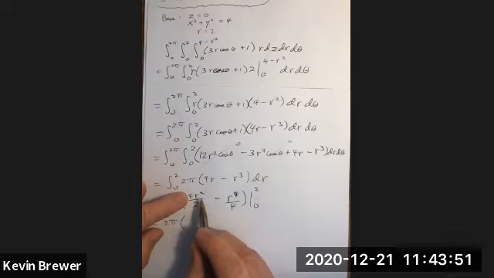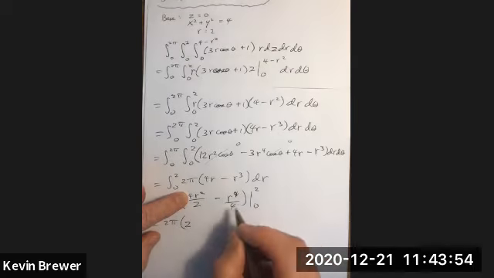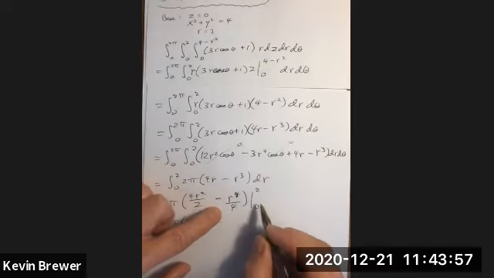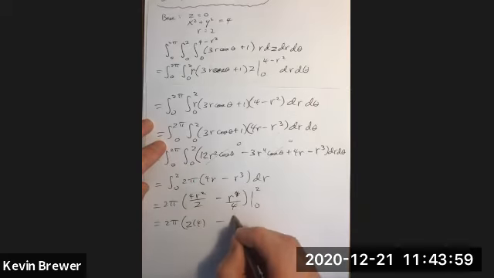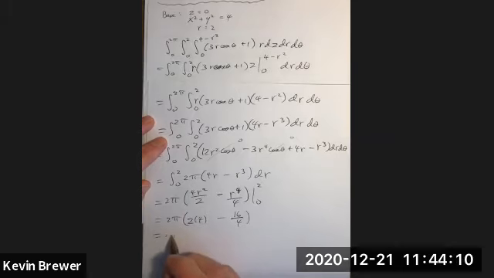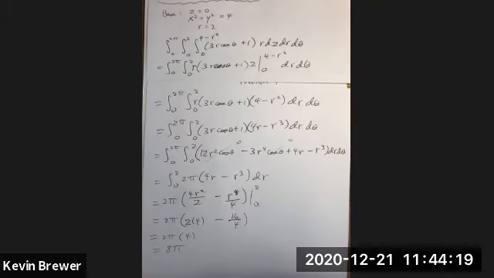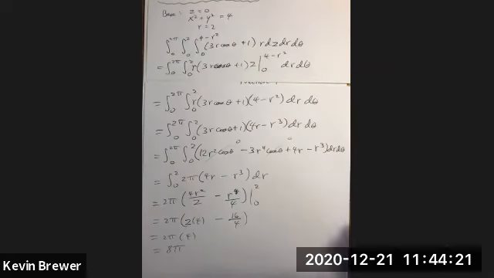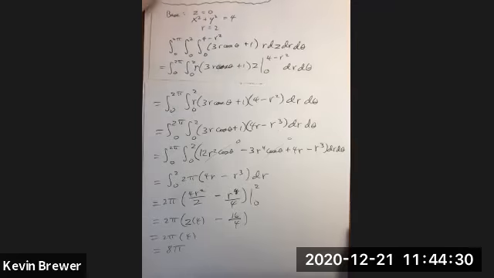2 pi, this is 2r squared, so this is 2 times 4 minus 16 over 4. Is that right? So 2 pi times 8 minus 4 is 4, so I'm getting 8 pi. All right, that's the divergence side. So now it's up to us to integrate the flux directly.